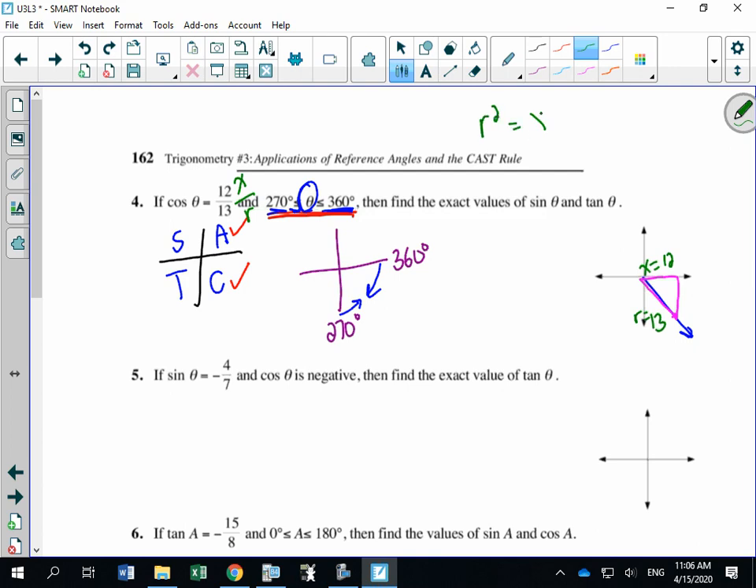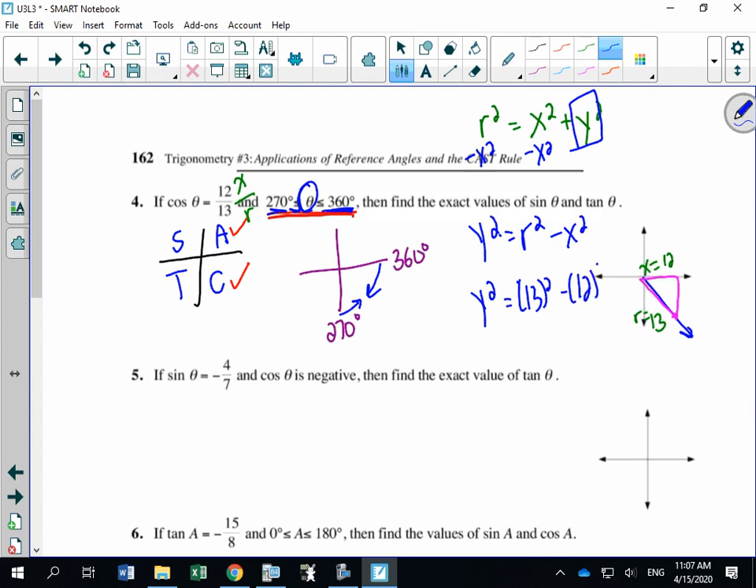So r squared is equal to x squared plus y squared. To isolate y, so to get this guy by itself, get rid of the x squared. Y squared is equal to, what would it be? r squared minus x squared. And you would figure out what y is. So 13 squared minus 12 squared, y squared is equal to, so 13 squared minus 12 squared is 25.